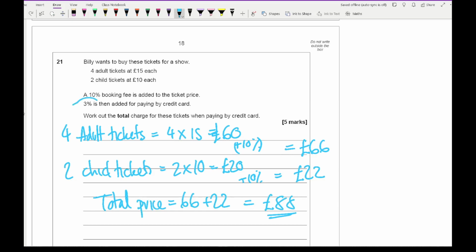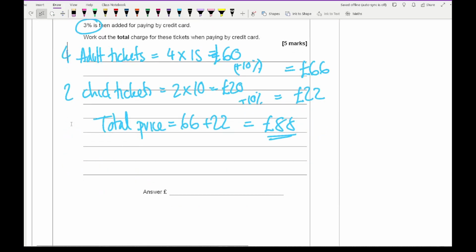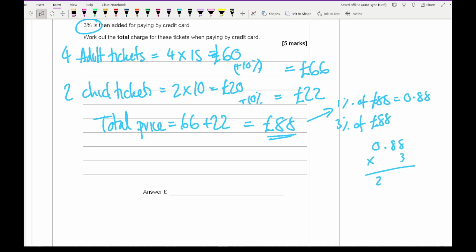Then we need to add 3%. So from this, 1% of £88 is going to be 0.88. Then 3% is 0.88 times 3, which gives us 2.64. So then adding these two amounts together, we get a total of £90.64.